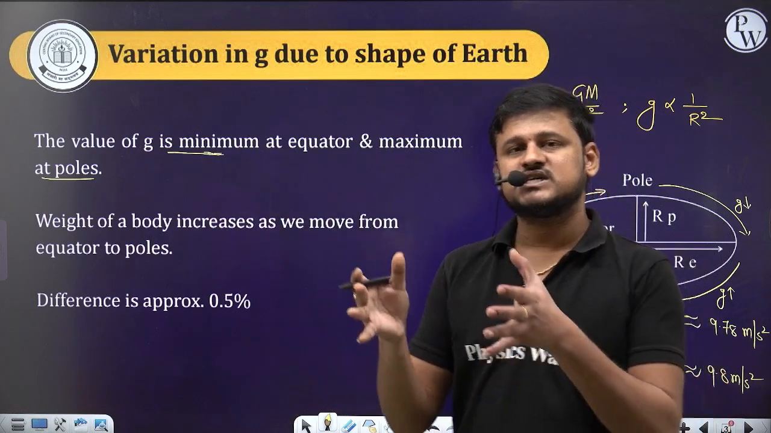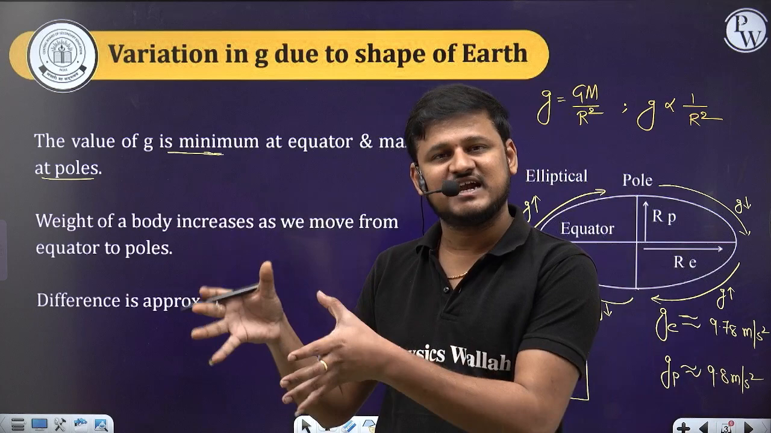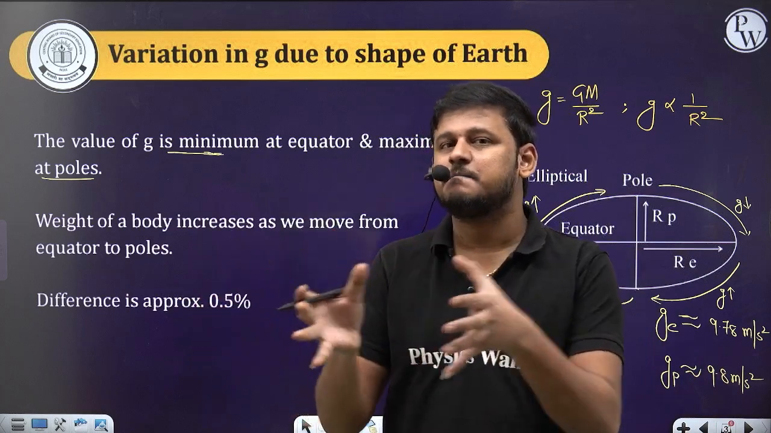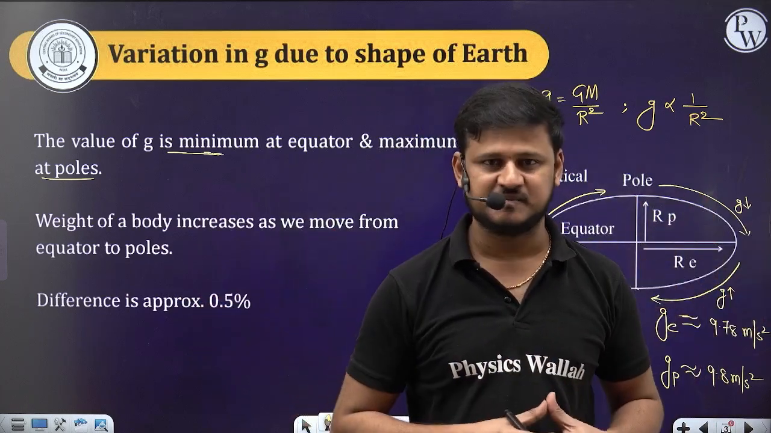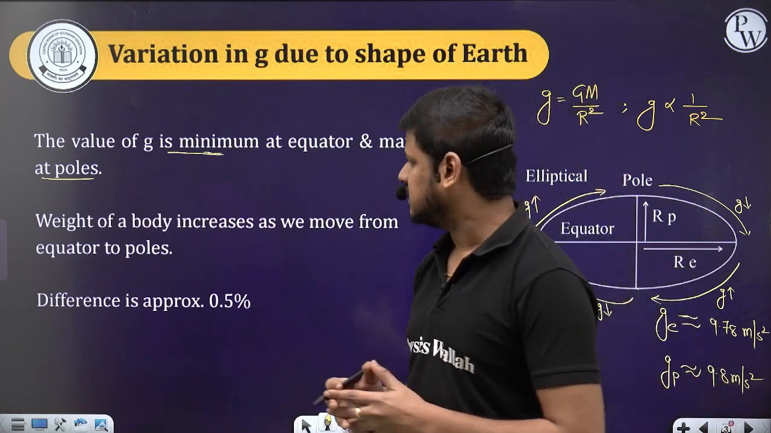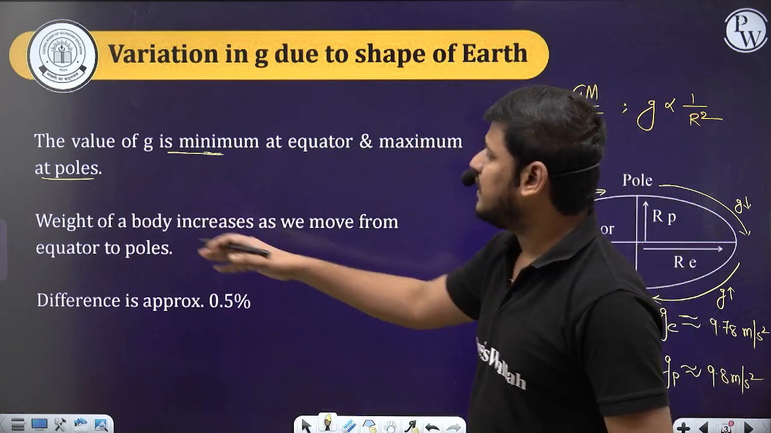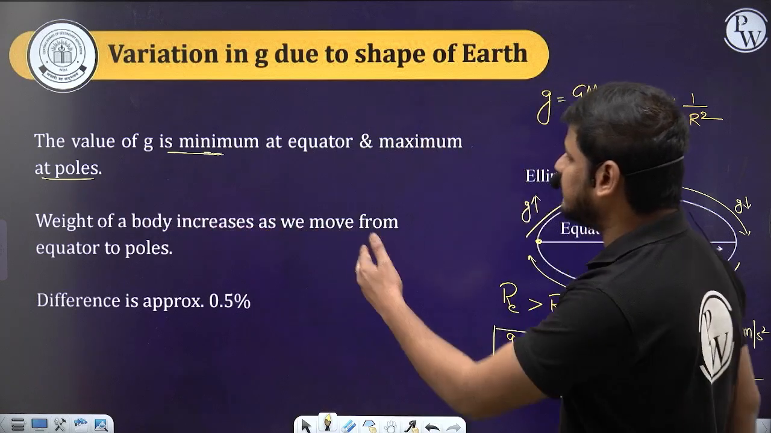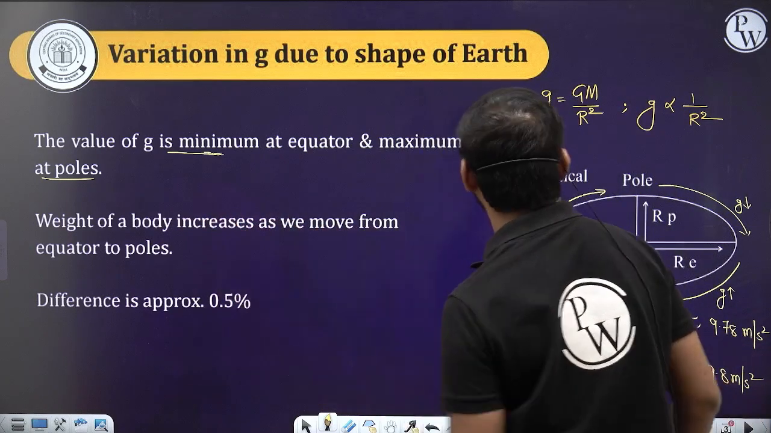So if a person stands at the pole, his weight will be more than the person who is standing at the equator. Okay, so the logical question can be framed here. Understand? So, weight of a body increases as we move from equator to pole. That's what we discussed.